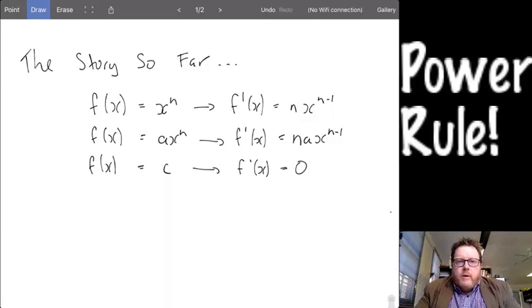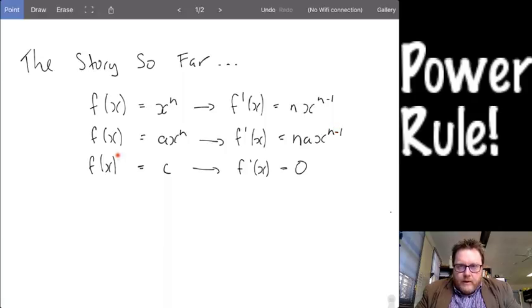Hi there, this is a quick video to finish off our understanding of the power rule and how it might be used. So here you can see what we've got so far. We've got f of x equals x to the power of n, then f dash of x is equal to n times x to the power of n minus 1. If f of x equals a times x to the power of n, then f dash of x equals na, so we times the power and the coefficient together, and it's x to the power of n minus 1.